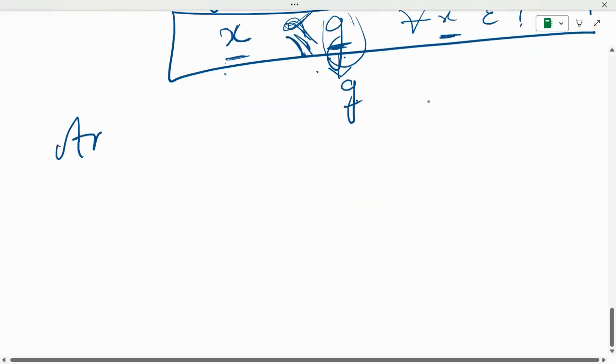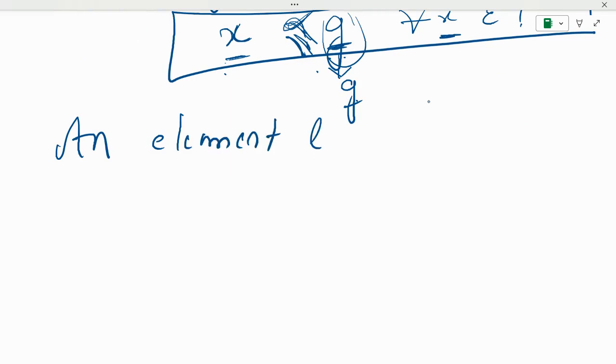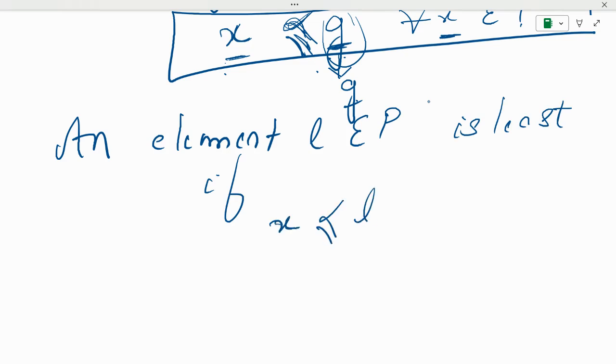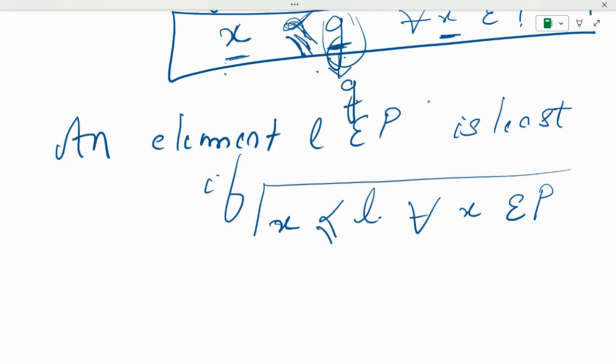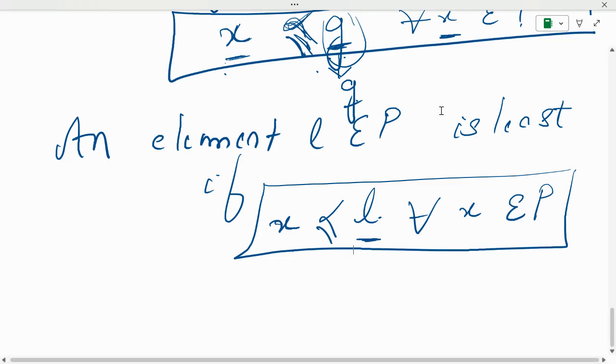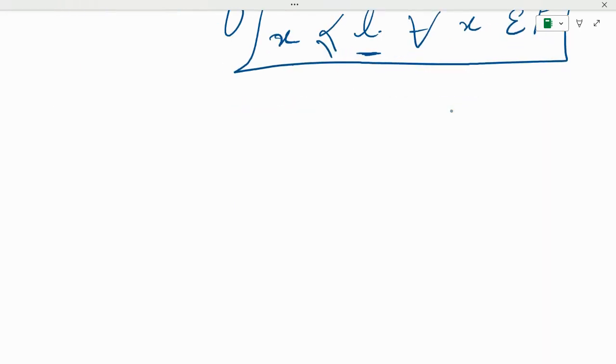Similarly, we can find the least. An element L belonging to P is least if X is having this comparison with L for all X belonging to P. So every X belonging to P should cover this least element. Let's see this with an example. It will be clearer.